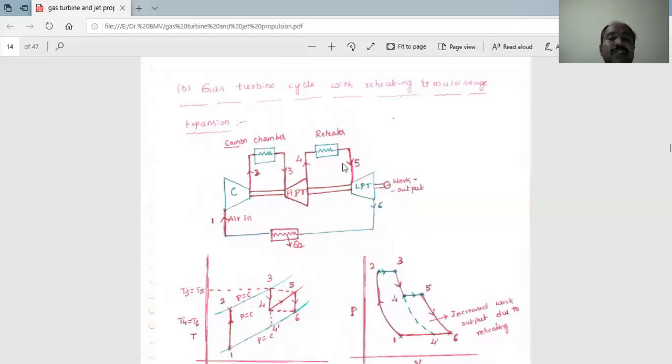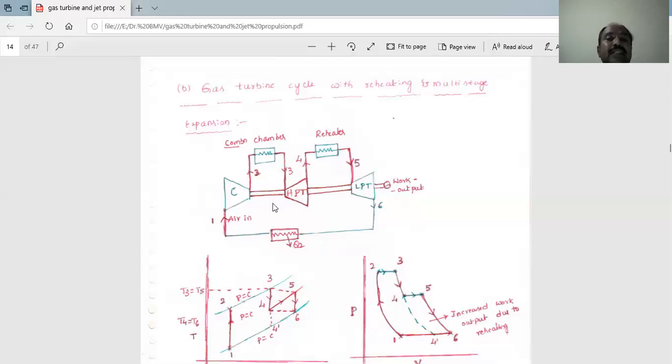Once again, the expansion process takes place in the low pressure turbine. Then the exhaust passes through 6 to 1 to the condenser, where the heat rejection process takes place. That is, heat is leaving from the condenser. Then the cooled air is once again passed to the compressor, and the cycle repeats. This is the reheating gas turbine.